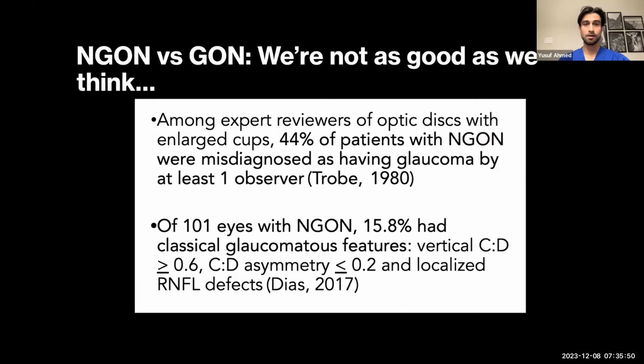He also spoke about how maybe we're not as good as we think in differentiating non-glaucoma from glaucoma. And studies have reported 44% of patients with non-glaucomatous optic neuropathy to have initially been reported as glaucoma. And this is even amongst those with cupped discs. So the issue a lot of the time comes when we see a cupped disc and we think glaucoma, but it may not actually be so.